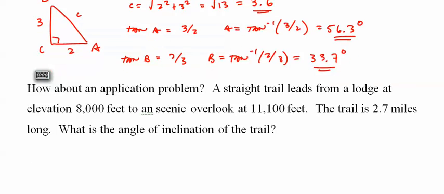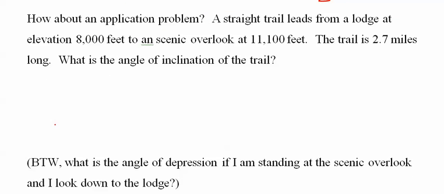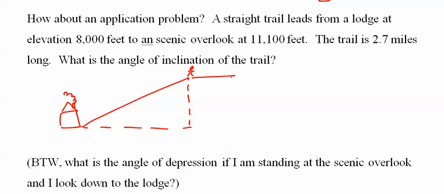So, how about an application problem? You've got your lodge down here. Make sure you got smoke coming out of the chimney. It looks nice and warm. And they look up and see a really nice scenic overlook out here. You're there and chilling out, and it's up here at 11,100 feet. The lodge is at 8,000 feet. So, a little math, 3,100 feet.